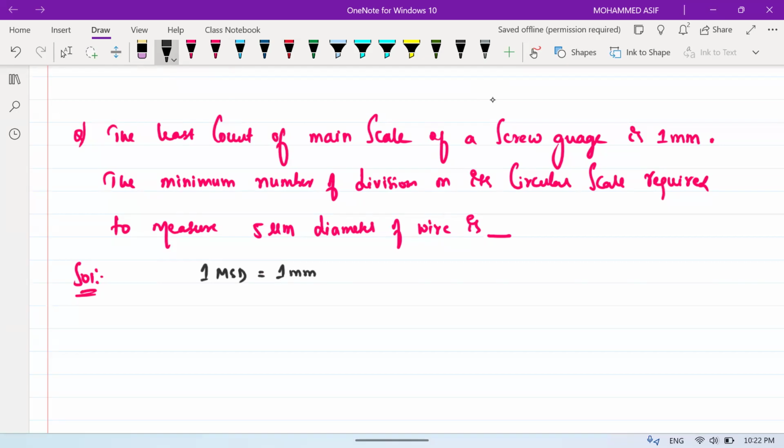Clear? Number of circular scale divisions is asked. Number of circular scale divisions is equal to how much? And it measures how much? It measures 5 micrometer. That means what? Least count. It is measuring 5 micrometer. That means least count of this one is equal to 5 micrometer. That should be understood. Okay.